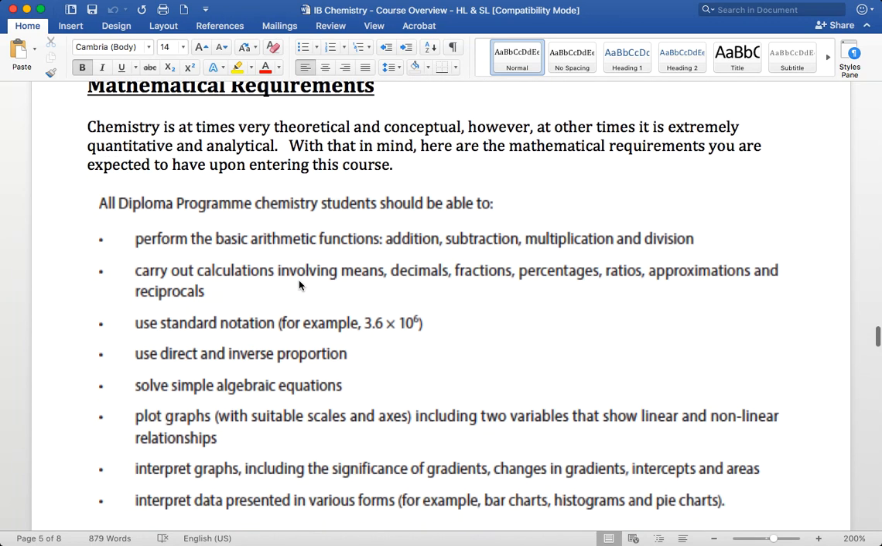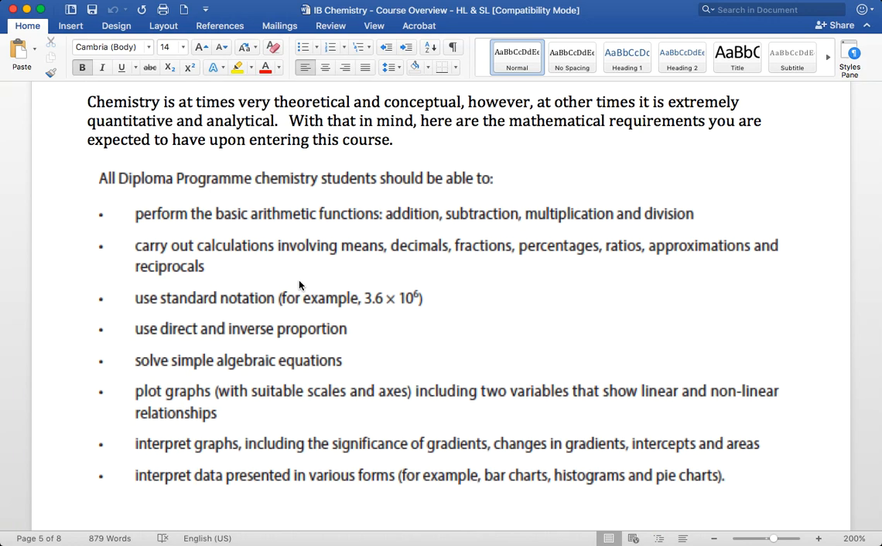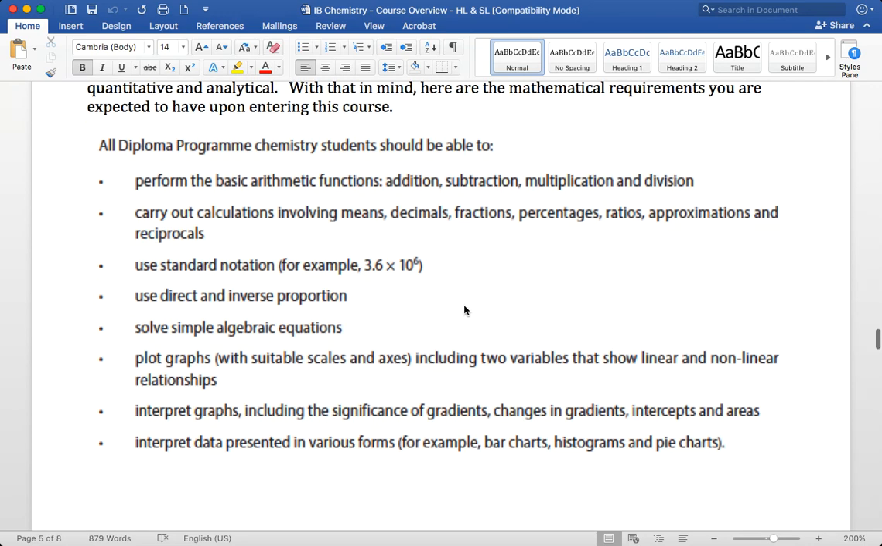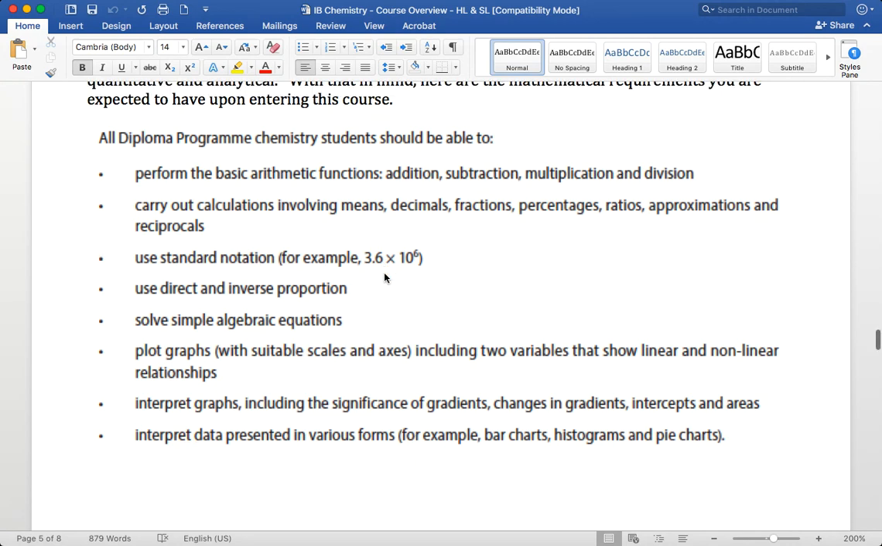certain math skills, probably the most important of which is being able to do some decent mental math in terms of addition, subtraction, multiplication, and division. On paper 1, there is no calculator, and so you have to be able to do some math without your calculator. You're going to have to do things with standard notation or scientific notation. Being able to do some algebra problems is very important. Understanding how to plot graphs and interpret graphs, all things like that.